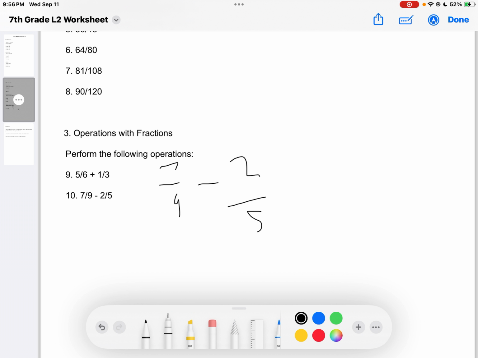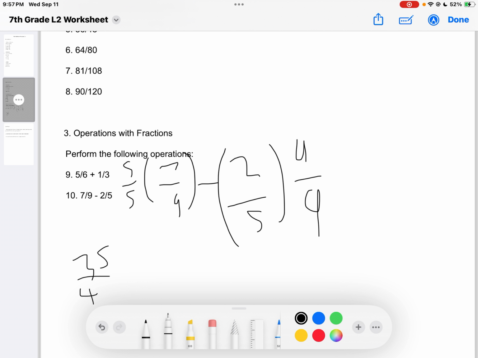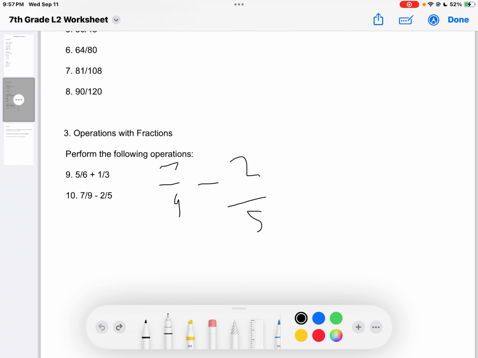Same thing, find the least common multiple, which is 45. In order to get 45, you multiply like this. 5 times 7 is 35, 5 times 9 is 45. Subtracted by 2 times 9 is 18, 5 times 9 is 45. You should get 17 over 45 for your final answer. Now then, we'll be moving on to word problems next.